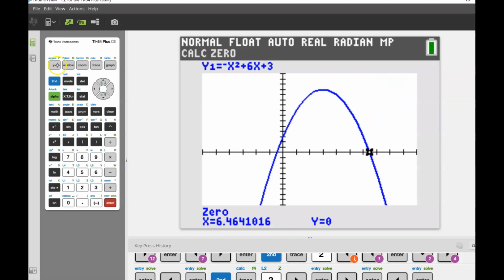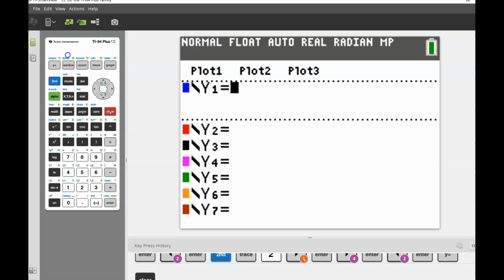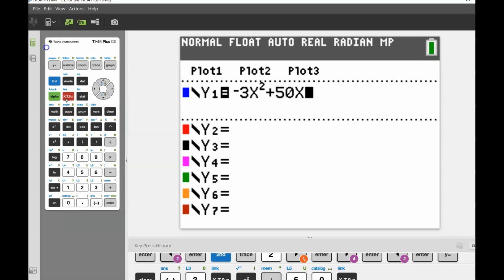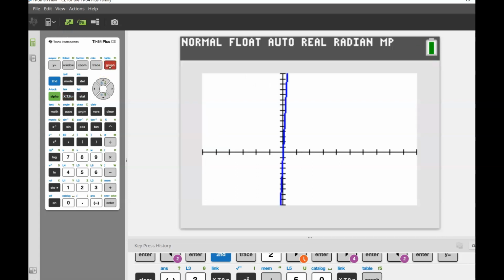So I'm going to go back to y equals. I'm going to clear the equation that was there, and I'm going to type in -3x squared plus 50x. Now, I'm going to hit graph, and I want you to keep in mind, this doesn't look very nice. I see a very small portion of the graph. Remember that our zoom here was zoomed specifically to that other equation, and now it doesn't fit this one very well.